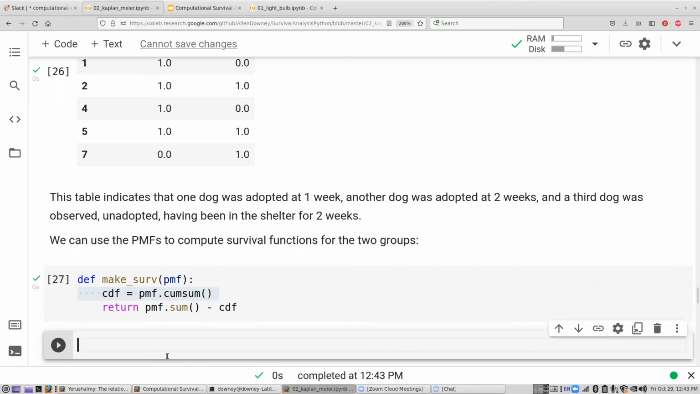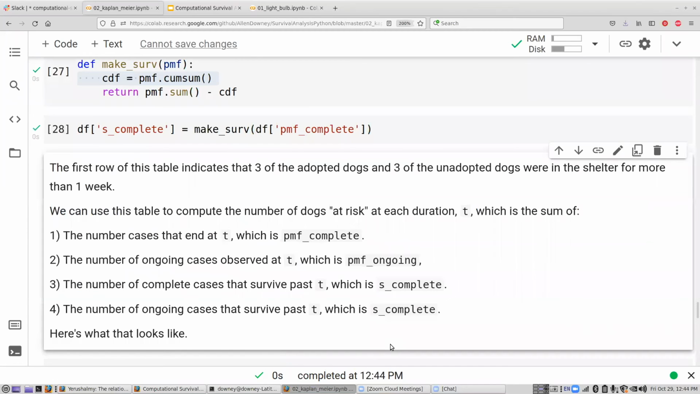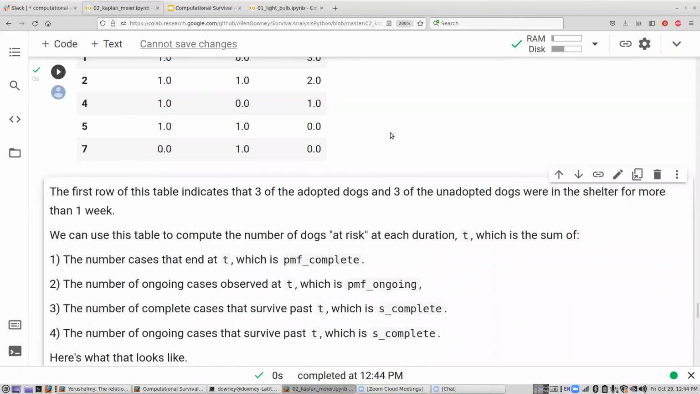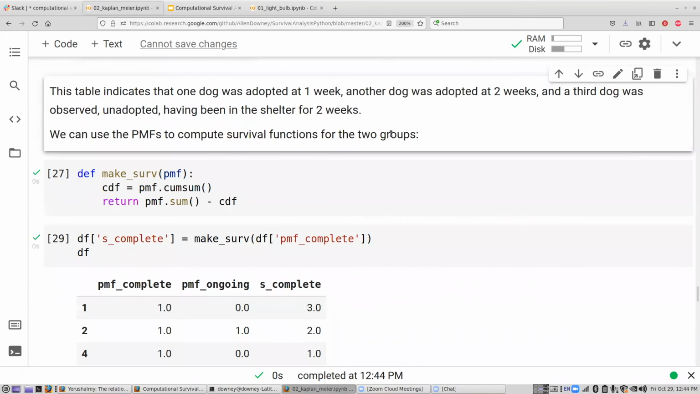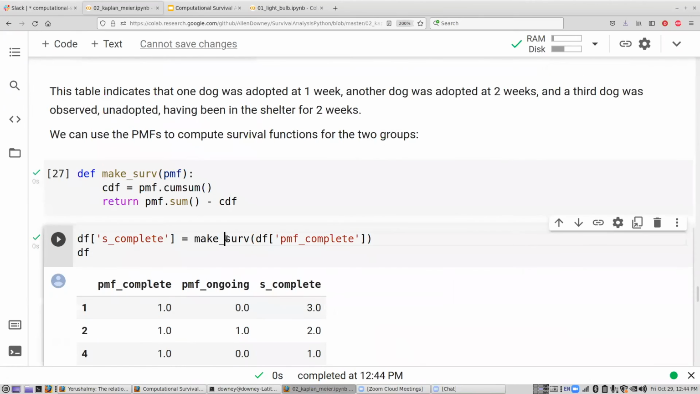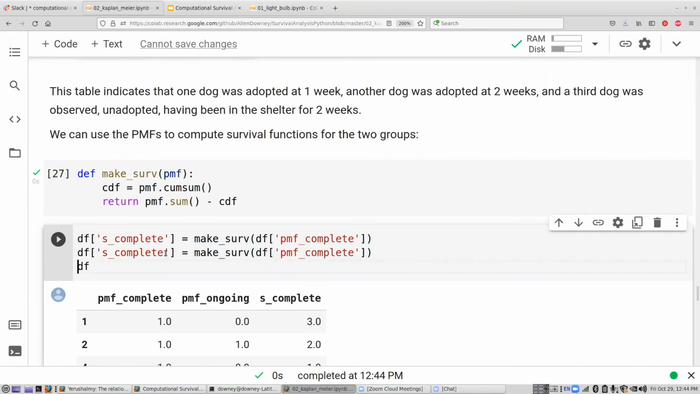And I'm going to add this as an additional column in the table. So df bracket, I'm going to call it s_complete. This will be the survival function for the complete cases, is going to be the make_surv function, passing in the PMF that we computed from the table. So df PMF complete. And make sure that you get the version that comes from the table, because it has been stretched a little bit because of the new index. And if you visualize that table, you can see what we're doing here. So we're adding a new column to the table that is the survival function for the complete cases. And I will also add the survival function for the ongoing cases.